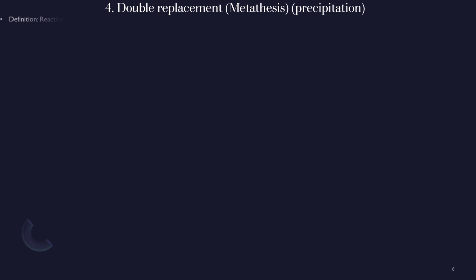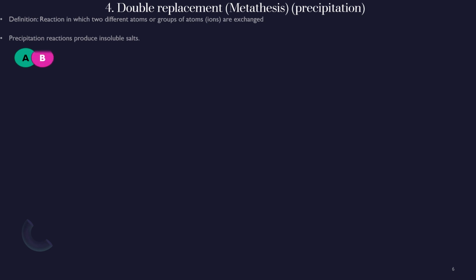A double displacement reaction is also known as metathesis or precipitation reaction. In this, the exchange of ions between two reactant compounds leads to the formation of new compounds. So this is called double displacement reaction. See the general formula of this double displacement reaction: AB plus CD gives AD plus CB. Here the ions exchange their places and give two new products.